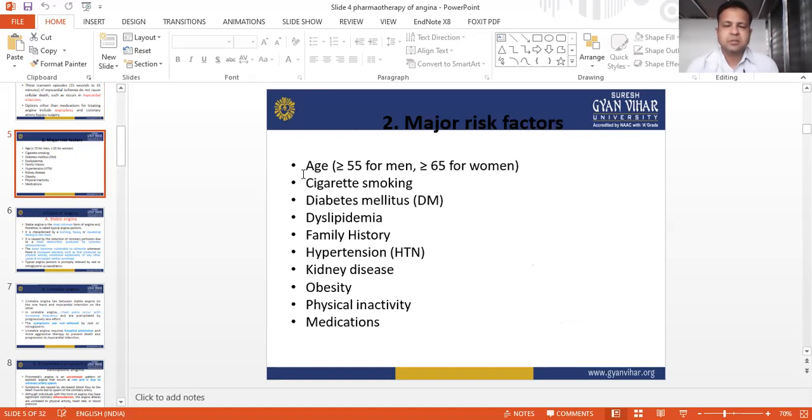Major risk factors for angina pectoris are age, cigarette smoking, diabetes mellitus, dyslipidemia, family history, hypertension, kidney disease, obesity, physical inactivity, and medications.